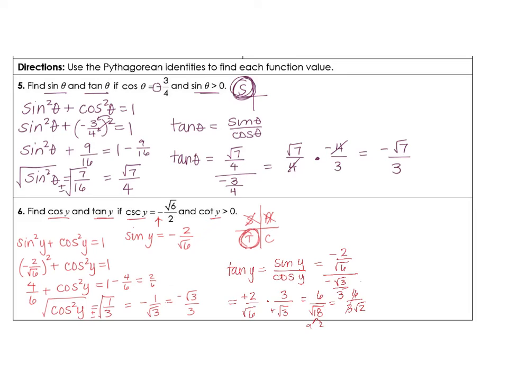3 cancels into the 6, leaving 2 over the square root of 2. And again I needed to rationalize here, so I'll multiply top and bottom by root 2, and so I'm going to have 2 root 2 all over 2, and so finally just square root of 2.